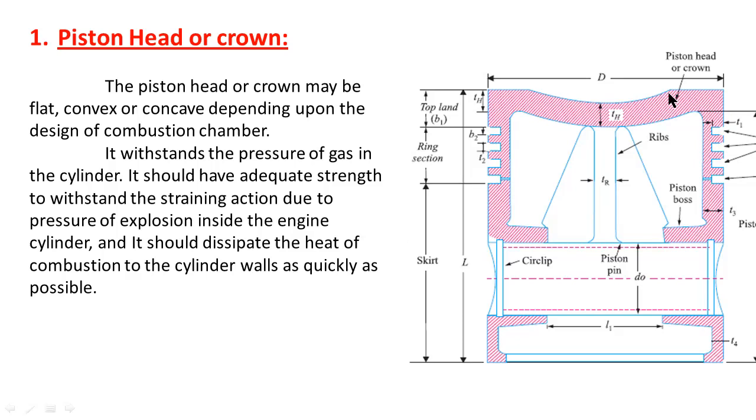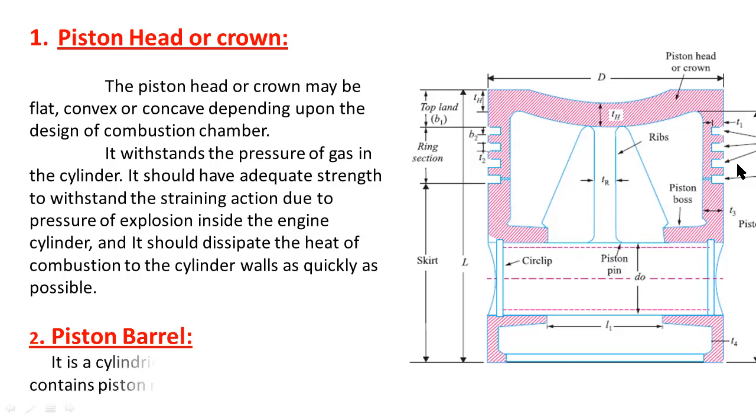So this is the importance of piston head or piston crown. This piston crown is convex or concave in shape, depending upon the type of combustion chamber. Piston barrel: from here to here, the distance is called the piston barrel. It is a cylindrical portion of the piston. It contains piston rings, piston skirt, and piston pin.